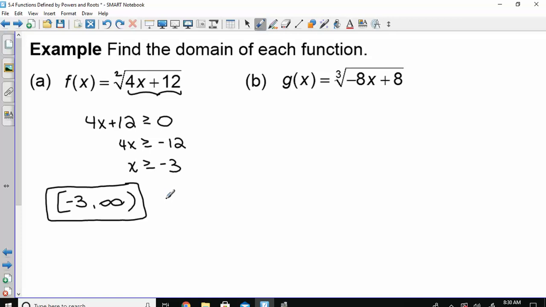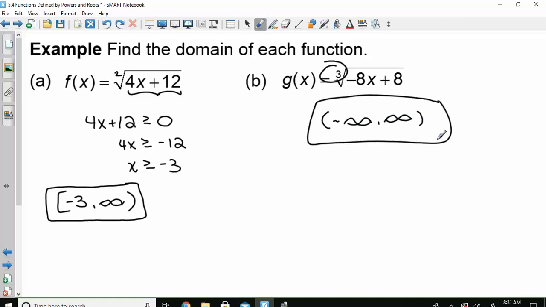What about B? It's an odd root, so what does that mean my domain is automatically? And that's it.